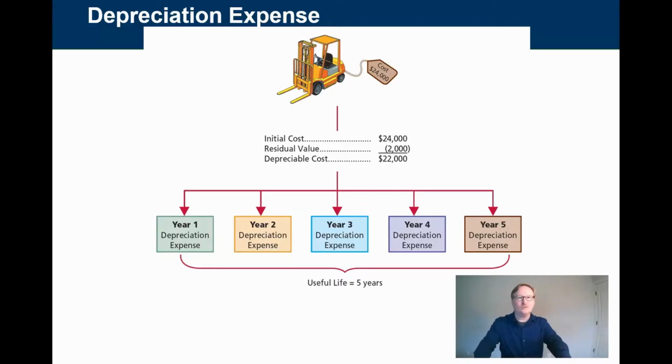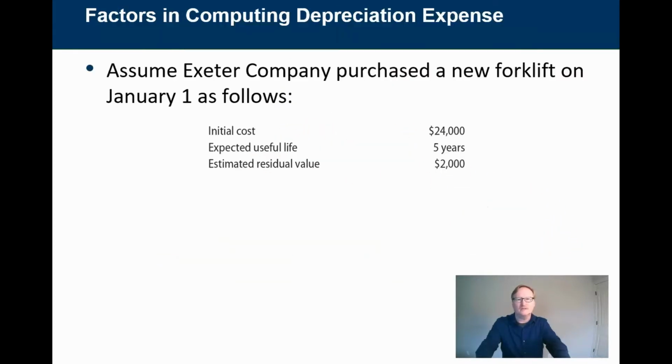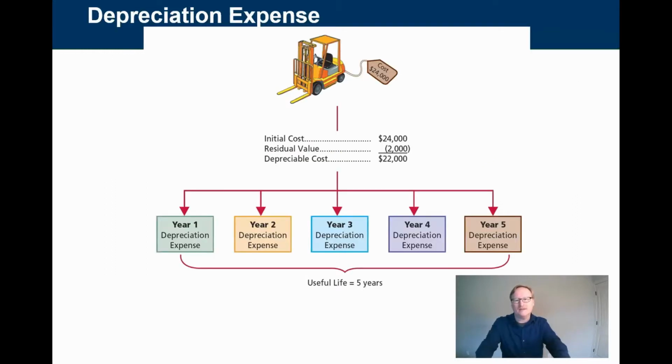Okay, we're in part two of talking about depreciation expense, and what this little diagram is showing you about our little forklift example is that every year for the useful life we've determined three things. Let's go back. We know the initial cost was $24,000. The residual value we're estimating as $2,000, and the useful life that we're going to depreciate this asset over is 5 years. So regardless of the method of depreciation, we would have 5 years of depreciation expense.